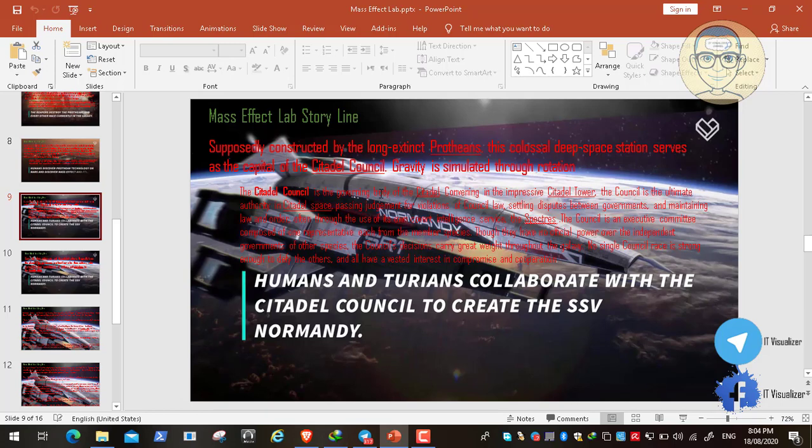Okay, so the Citadel was built in space, and the humans have reached this Citadel, which was the capital of the Protheans. And not only the humans, other species have reached the Citadel. Okay, and all of the other races and the humans decided to use the Citadel as their point of alliance, something like the United Nations. So the Citadel was the United Nations that unites all of the other races, or something like a council to manage and unite all of the other races.